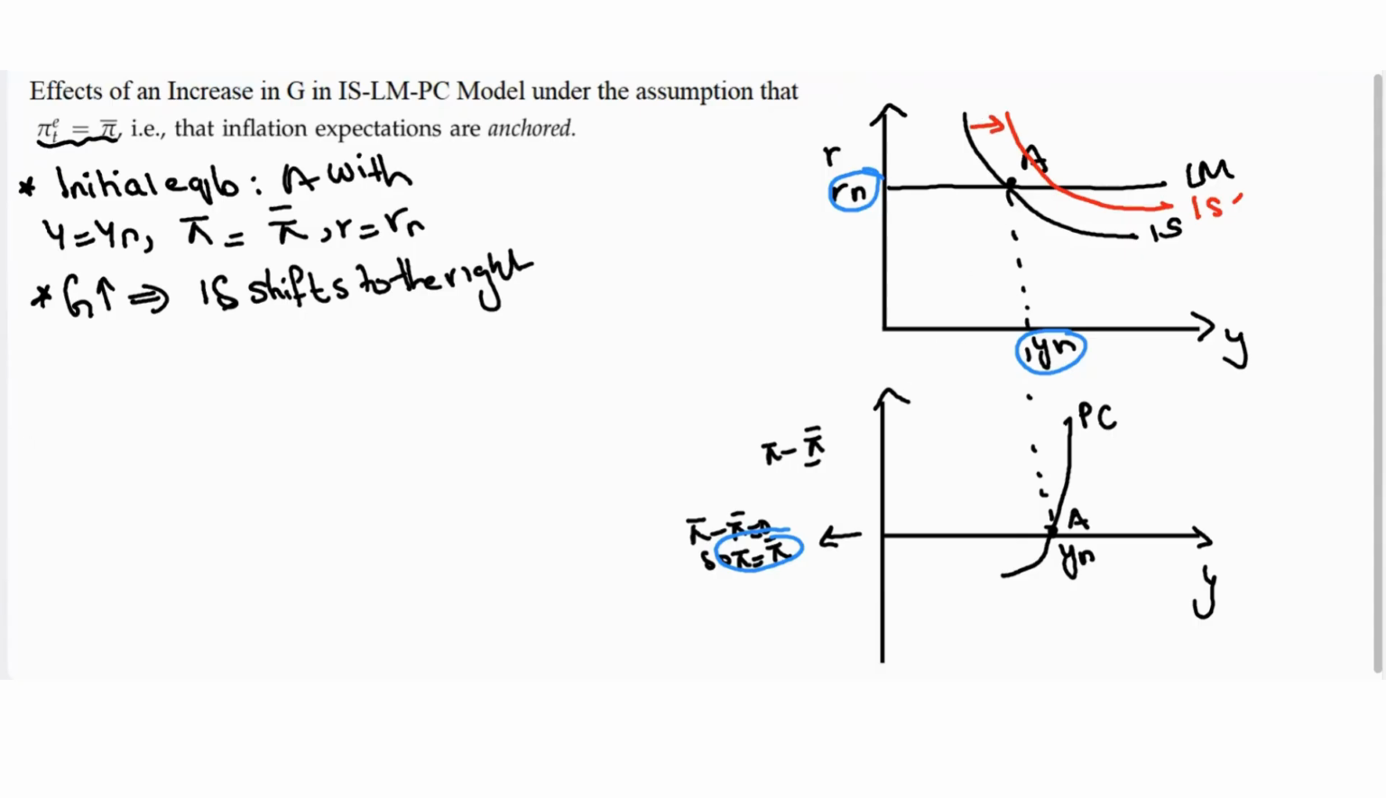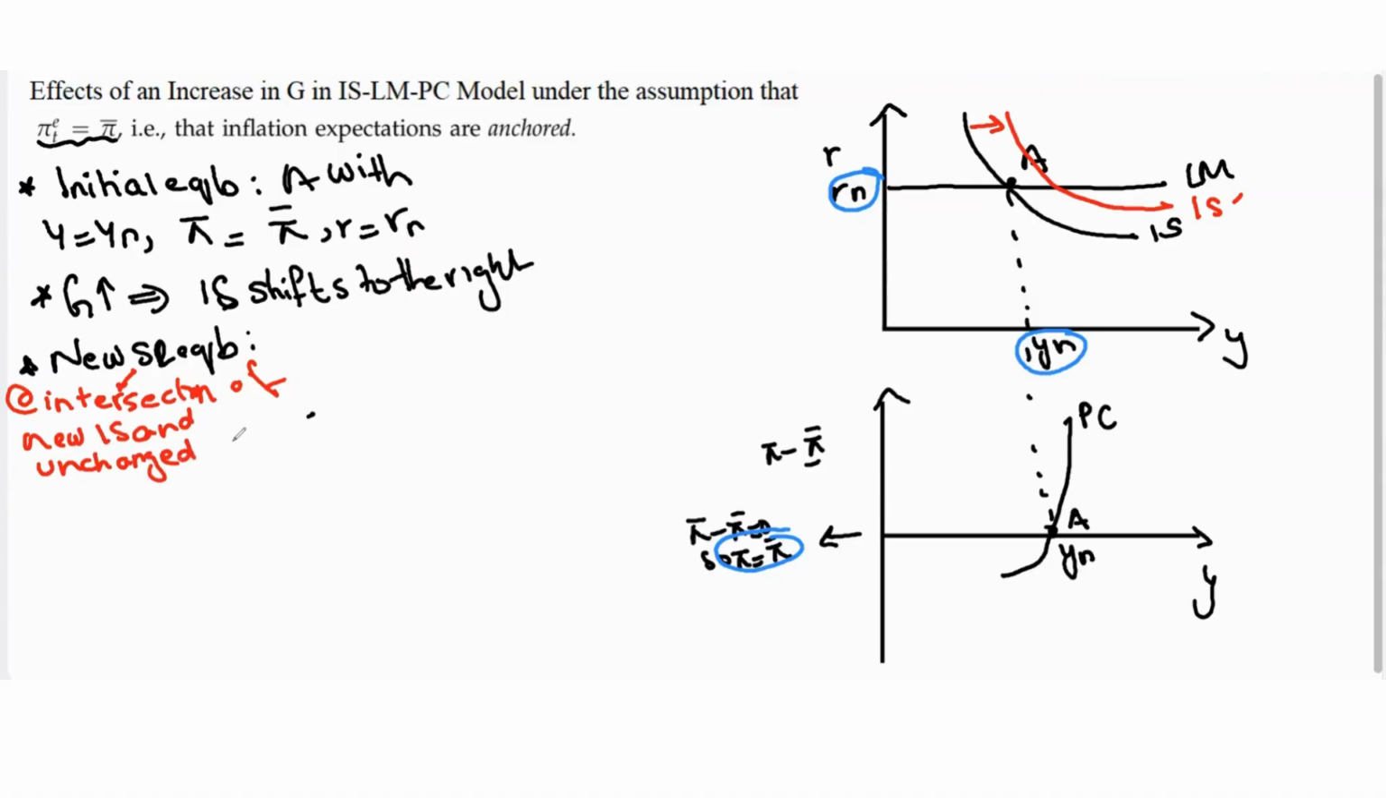Now the new short-term equilibrium. We know short-term equilibrium in the IS-LM-PC model occurs at the intersection of the IS and the LM curve. So the short-term equilibrium will be at the intersection of the new IS and the unchanged LM curve. This is the new short-term equilibrium, which is A prime. At this equilibrium you can see the output, Y prime, is above potential, so we have an increase in output.